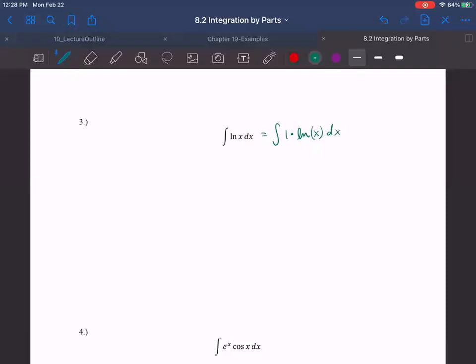Probably pause this. All right, time for a little hint here. I did u equals ln of x and dv equals 1 times dx.